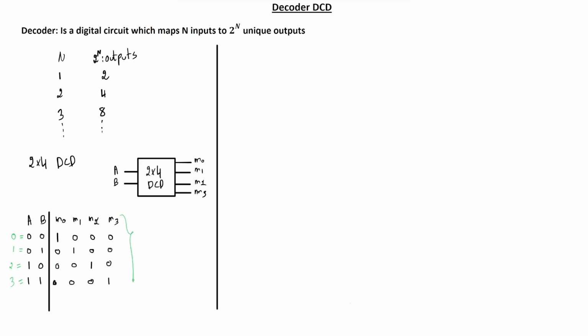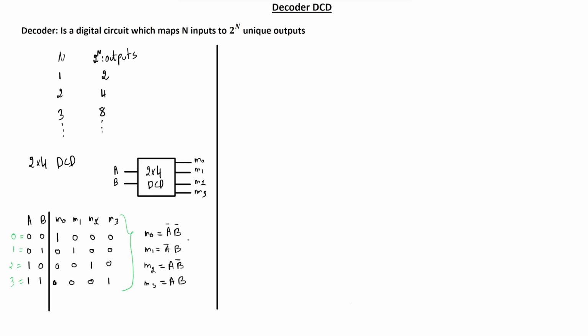So next, let's take this table and draw the circuit for the 2 by 4 decoder. M0 is 1 for A is 0 and B is 0, so that means M0 is equal to A prime or A bar, B bar. M1 is equal to A is 0 and B is 1, so this will be equal to A bar, B. M2 will be equal to, we have A is 1 and B is 0, so we'll have A, B bar. Lastly, M3 will be equal to, we have both are 1, so this will be equal to A multiplied by B.